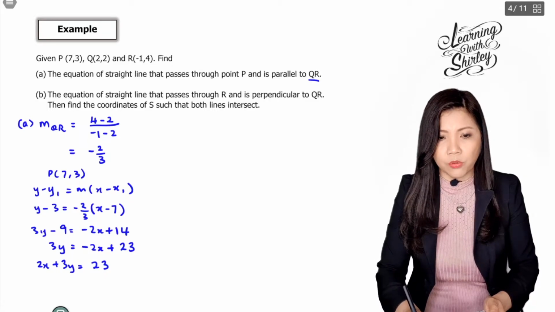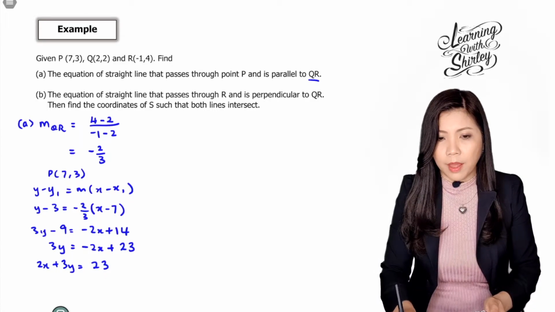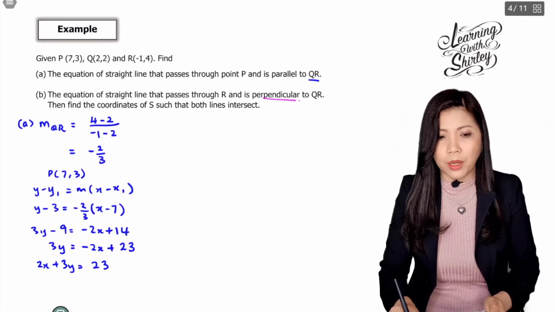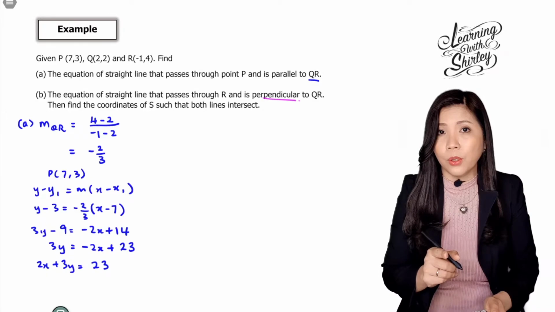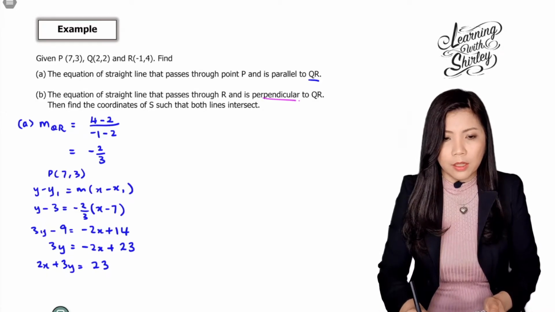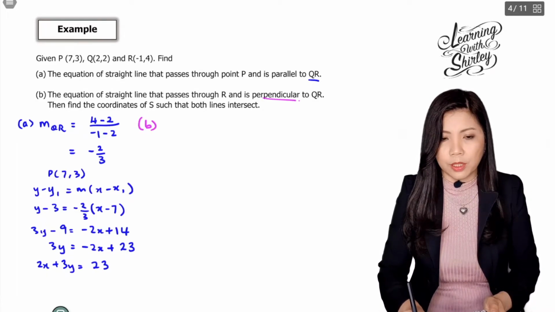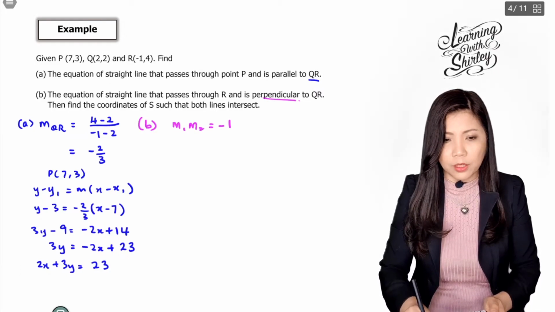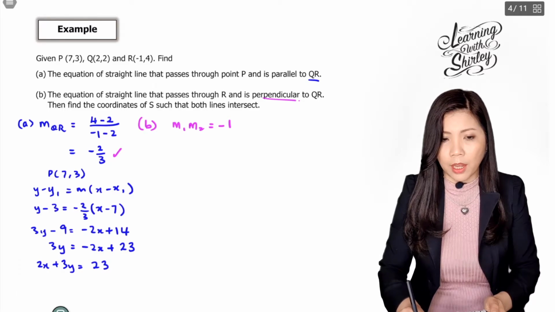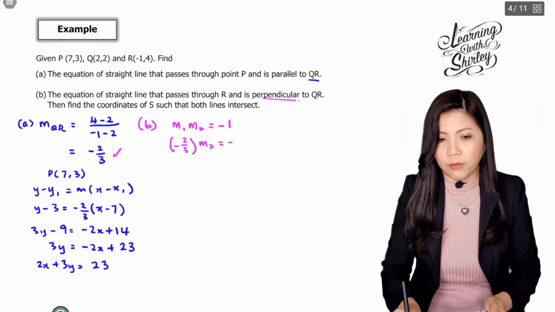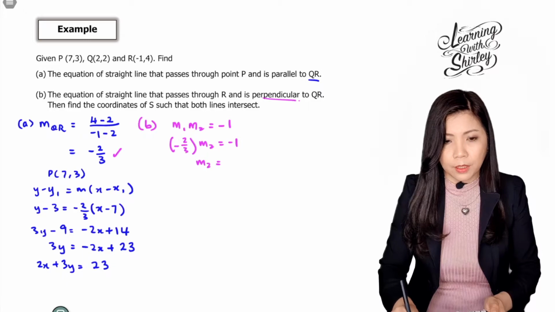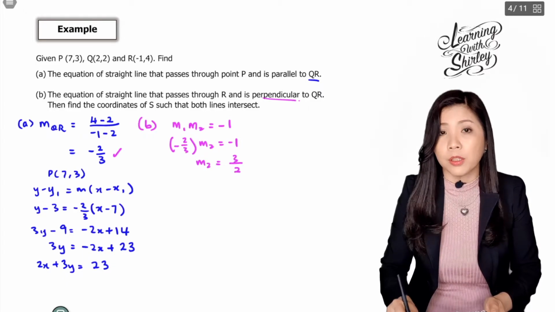Okay, the equation of the straight line that passes through R and is perpendicular to QR. So, perpendicular now, we're going to use m1 times m2 equals negative 1. To find B, I'm going to put this into this formula. M1 is what we found just now, negative 2 over 3, times m2 equals negative 1. So to find m2, that will be 3 over 2, positive.